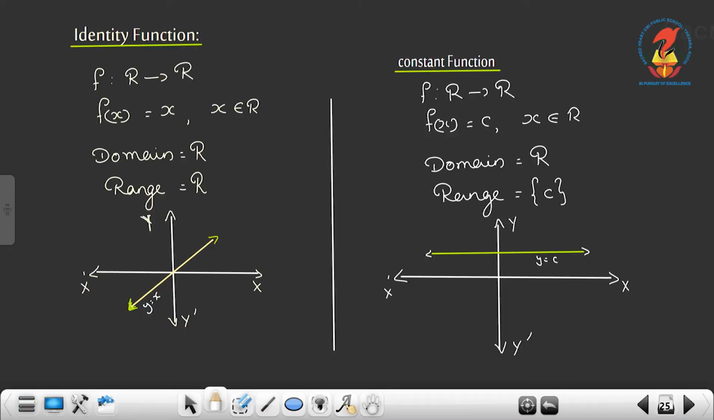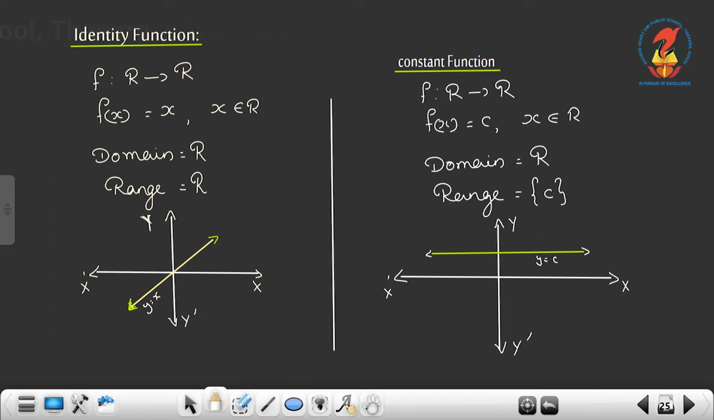Now, look at the next page, children. You have to write what an identity function is. A function f from R to R defined as f of x is equal to x for each x belongs to R. Domain is R, range is R. What is the graph? Graph is a straight line passing through the origin. F of x is equal to x, f of x we can write as y. So, y is equal to x.